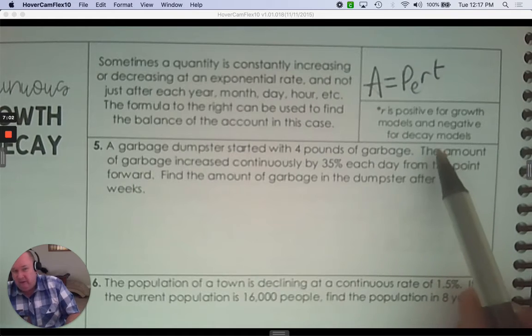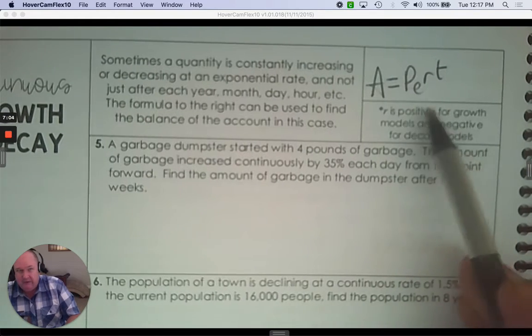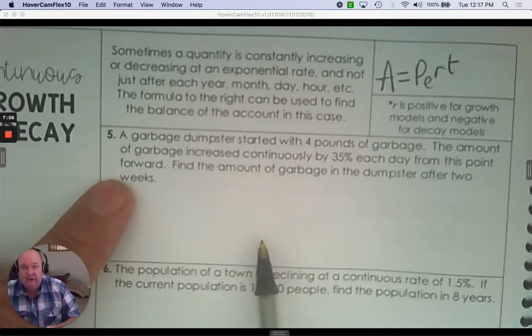If it's decreasing, we put a negative number for R. If it's increasing, it's a positive number. All right, let's see if we can break this down.